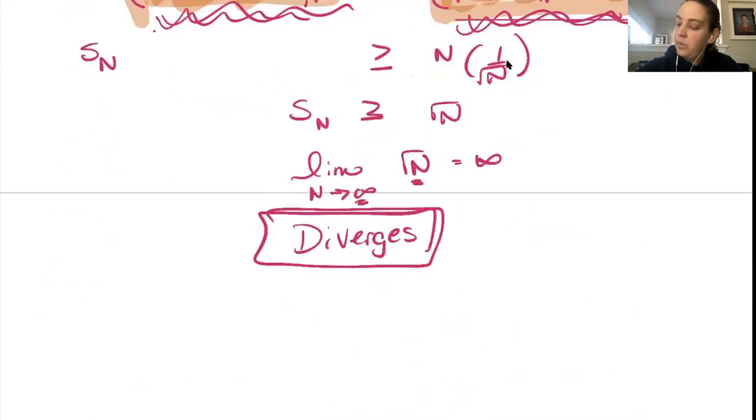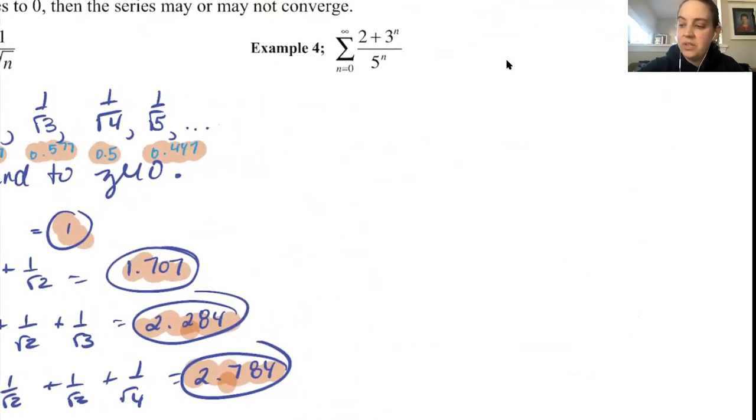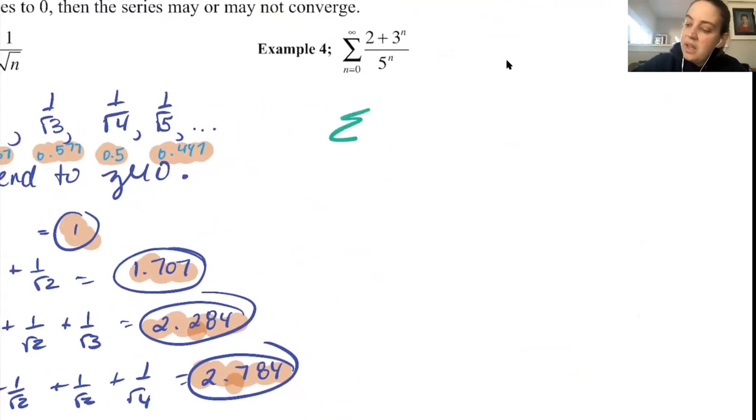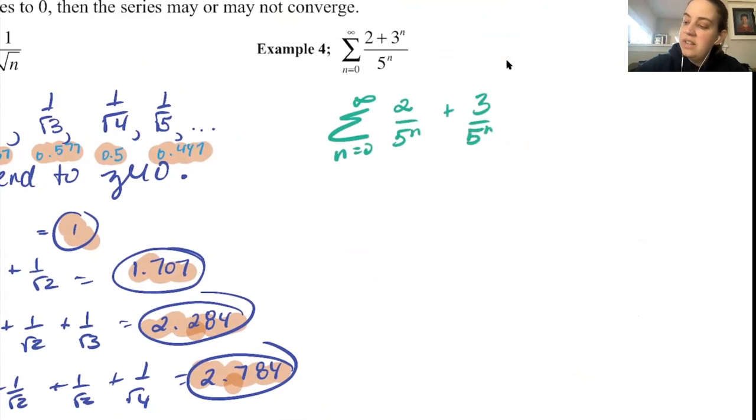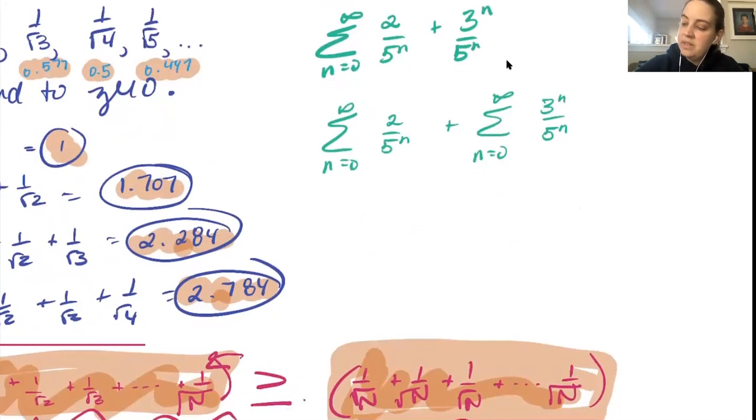I think example 4 will be better, and this is our last example. We want to find the sum. This is actually a geometric series in disguise. You can break this apart. This becomes the sum from n equals 0 to infinity of 2 over 5 to the n, plus 3 over 5, and each of these has an n. So what you're allowed to do is make it 2 separate series: the sum from n equals 0 to infinity of 2 over 5 to the n, plus the sum from n equals 0 to infinity of 3 to the n over 5 to the n. So we've broken it into 2 pieces.